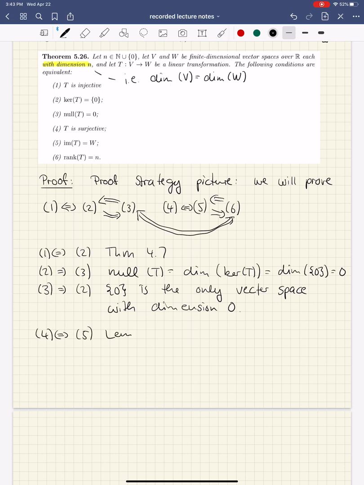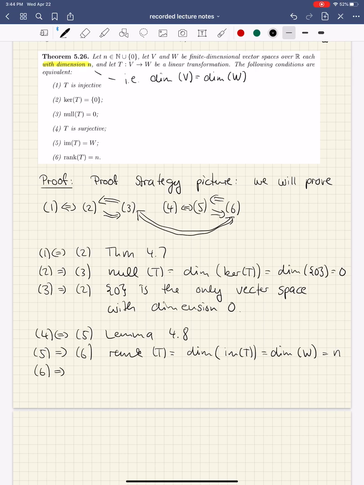That was Lemma 4.8. Now 5 implies 6 is a simpler computation than above. So the rank of T is going to be equal to the dimension of the image of T. That by assumption 5 is equal to W, and that by choice of n is equal to n.